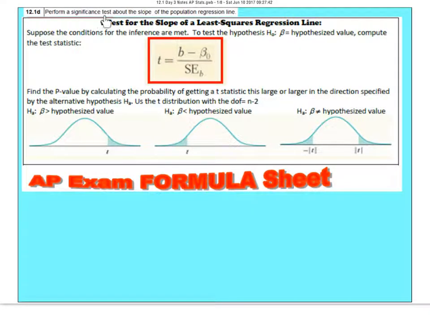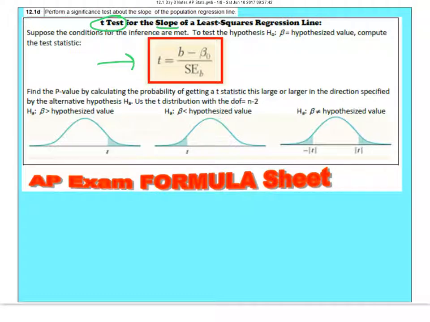12.1d, we're going to perform a significance test about the slope of the population regression line. Like the confidence interval, we are still doing a t-interval, so a t-test, for the slope of the least squares regression line. The test statistic, or the t-value, for the calculation is just going to be the sample slope minus our hypothesized parameter of the population slope over the standard error of the slope.